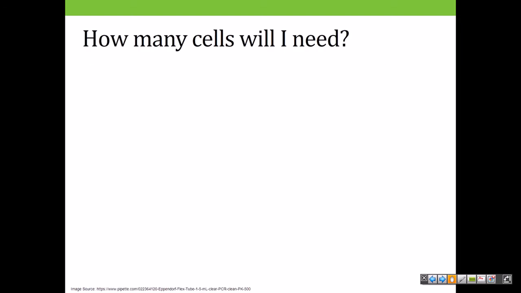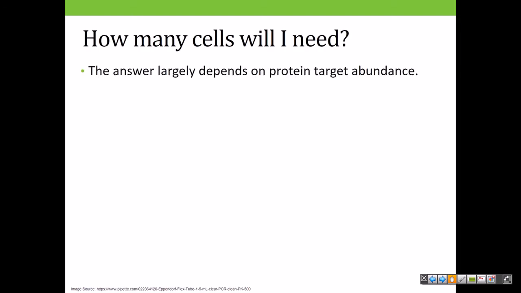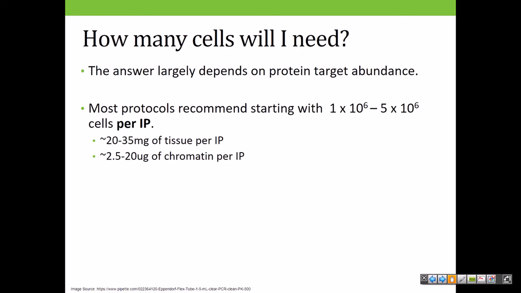So how many cells will I need? The answer to this question largely depends on your protein target of interest's abundance. Histones are very, very abundant, and therefore you may not need as many cells, versus if you have a transcription factor that's much less abundant, you may have to have more chromatin. Generally, you're going to have to rely on the literature to give you an idea. Most protocols that I see start with about 1 to 5 million cells per IP.